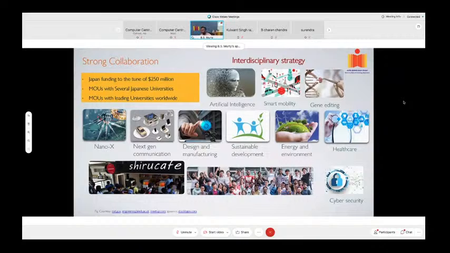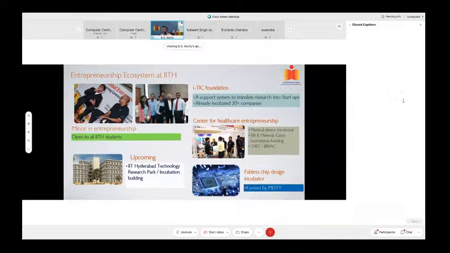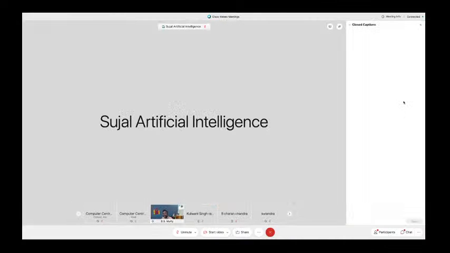Of course, entrepreneurship is a key. I would say it has become one of our bread and butter among all the IIT Hyderabadians. So we encourage entrepreneurship in a big way. We have incubation cell.